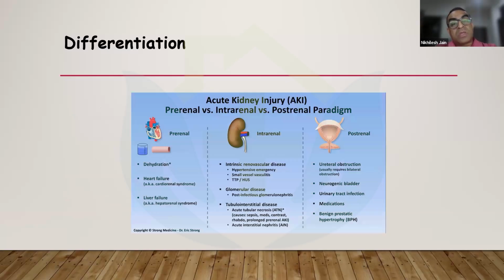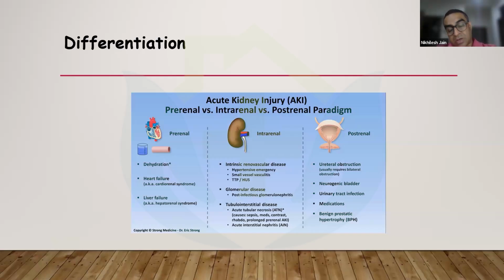So when it comes to differentiation, this is a broad one, but basically just to remember, I put a slide. We've discussed it in the main class of acute kidney injury. So this is pre-renal, wherein you had dehydration, heart failure, also known as cardiorenal syndrome, liver failure, also known as hepatorenal syndrome. Of course, intrarenal causes, namely intrinsic renovascular disease in the form of hypertensive emergency, small vessel vasculitis, thrombotic thrombocytopenic purpura or hemolytic uremic syndrome, then glomerular disease in the form of post-infectious glomerulonephritis, then tubular interstitial disease in the form of acute tubular necrosis and acute interstitial nephritis.